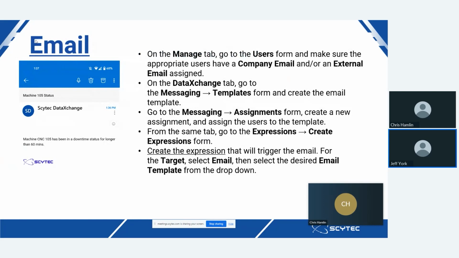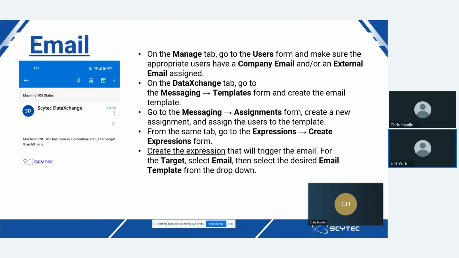So basically, once you figure out the process of creating a notification and how they get sent, it really applies to all of the other formats for notifications. So I'm going to go through how to create an email. Over here on the left, you can see that we have a notification that machine CNC 105 has been in a downtime status for longer than 60 minutes.